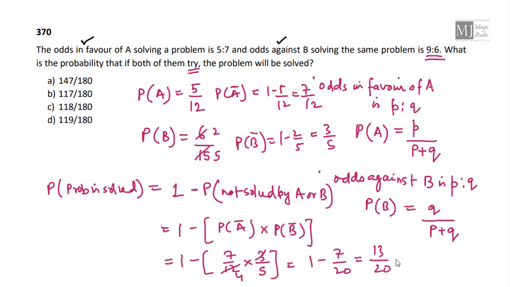But in no option it is 13 by 20 given, but 180 is given. So let me multiply this ratio by 9 so that my denominator is converted to 180. So 20 into 9 is 180 and 13 into 9 is 117. Now 117 by 180 is the answer, which is probability that the problem will be solved.